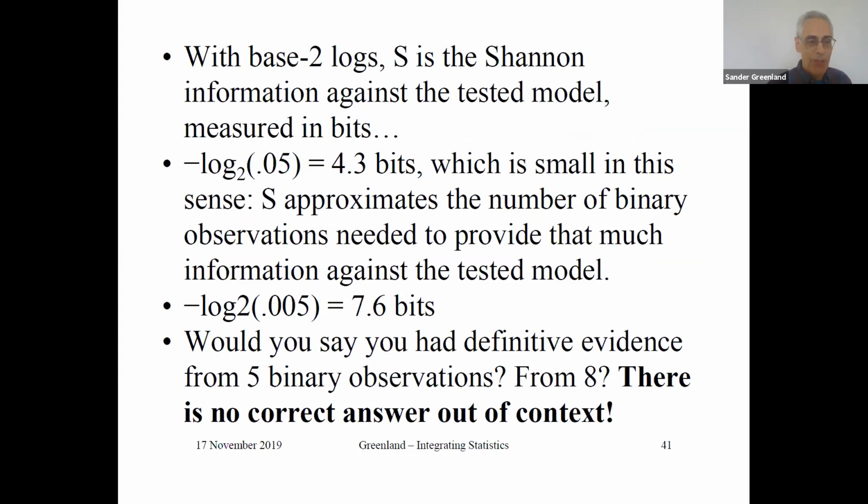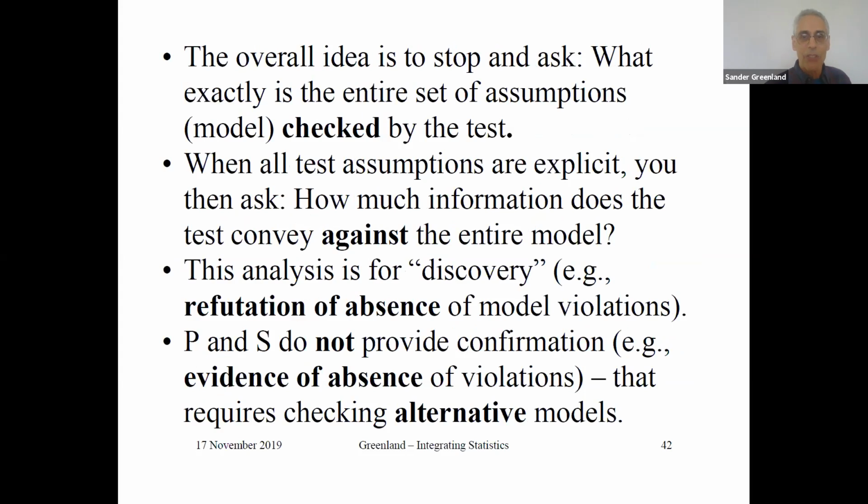Now I'll skip through this other stuff since I'm out of time. The overall idea is to stop and ask, what exactly is the entire set of assumptions being checked by the test? When all those test assumptions are made explicit on the table, you can then ask, how much information does the test convey against the entire model?